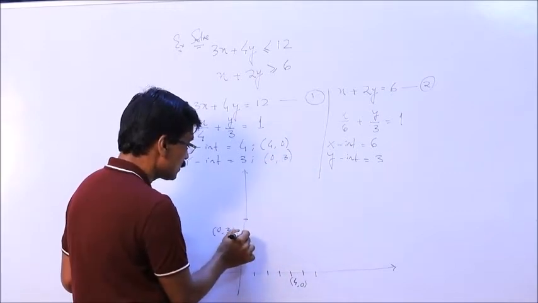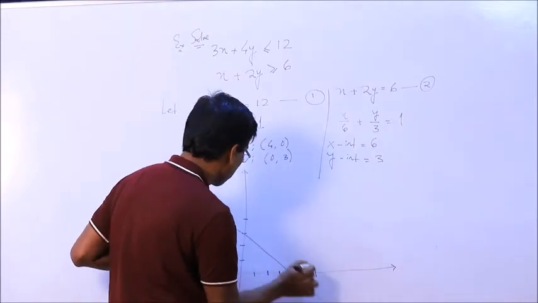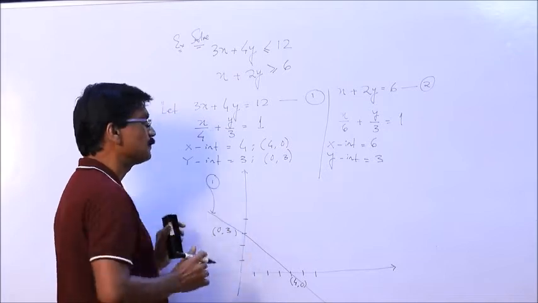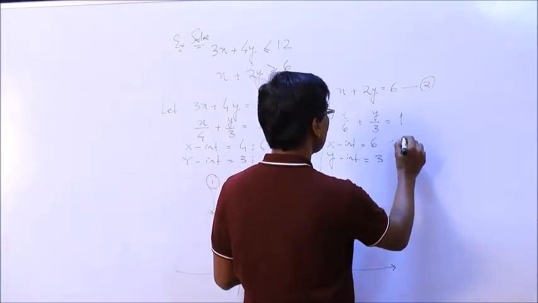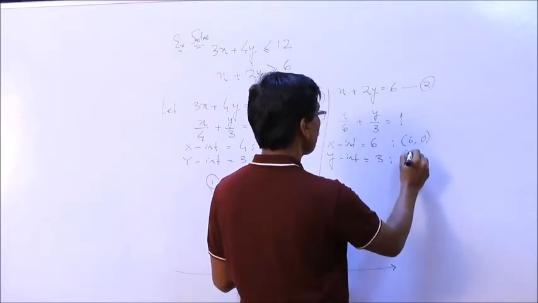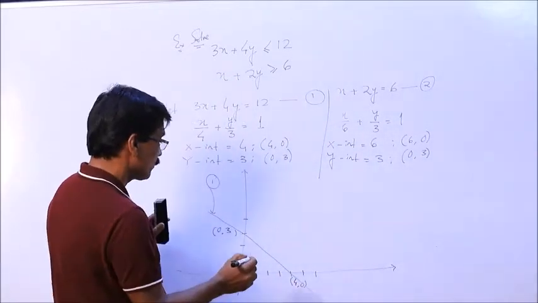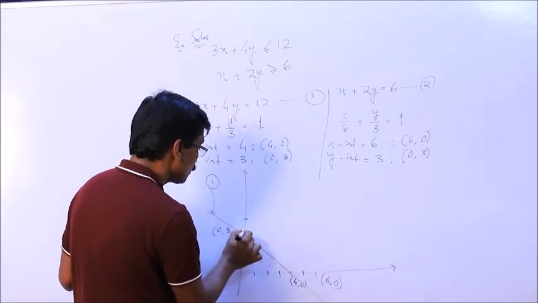So, we can join these, and this is equation 1. Similarly, x intercept 6 means the point is (6, 0), and y intercept 3 means the point is (0, 3). So, we have (6, 0) and (0, 3).